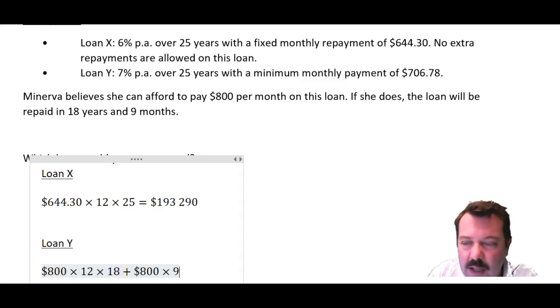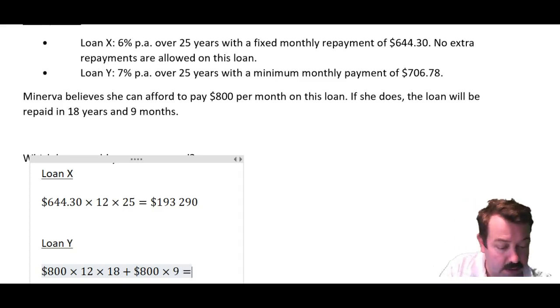I could do that, but it's not really helping matters. I think that's clear enough. Can we see that the total repayments I make for loan Y is that $800 repayment that I make every month, times 12 times 18 for 18 years' worth of repayments. Then I need another 9 months, another 9 repayments in addition to that. When I calculate that, I get quite a neat 180,000.